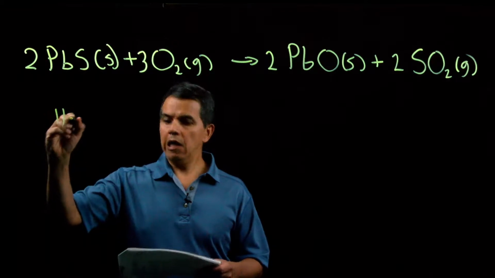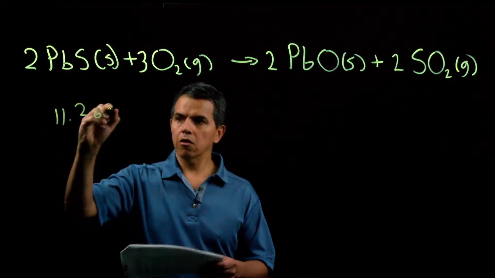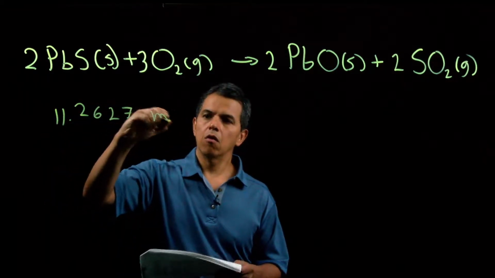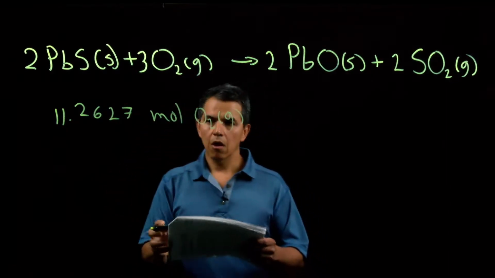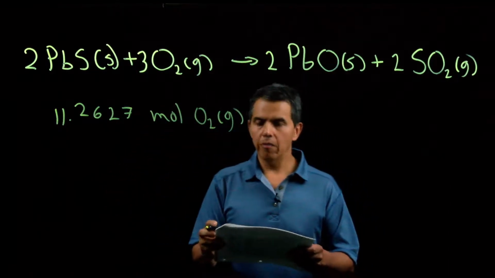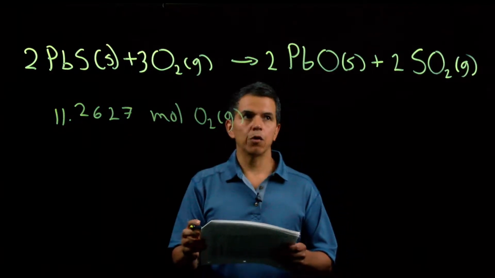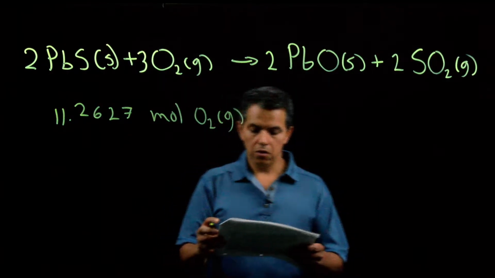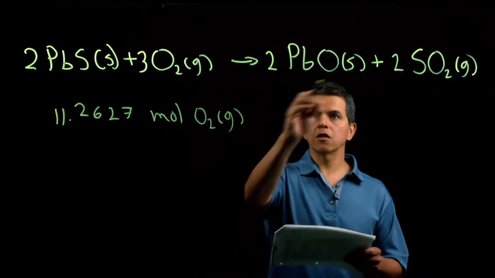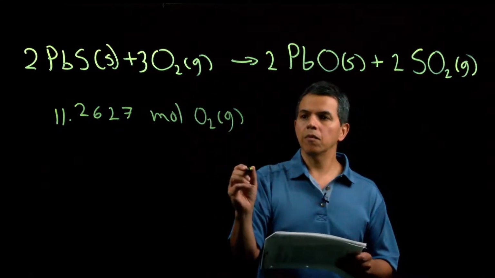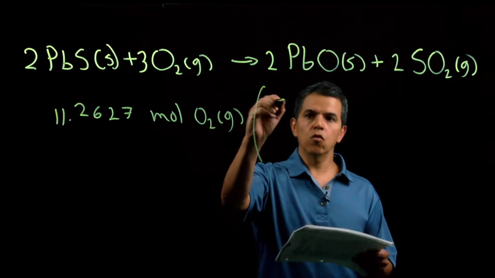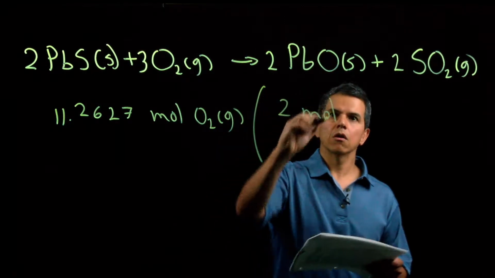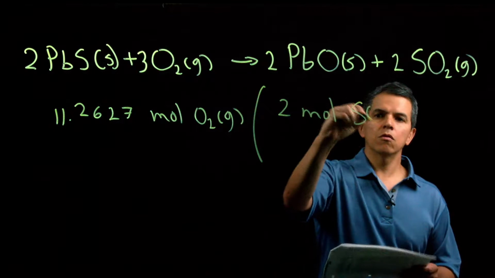From 11.2627 moles of oxygen, we can calculate the number of moles of SO2 that will be formed. So we're going to use the reaction stoichiometry, multiply this by 2 moles of SO2.